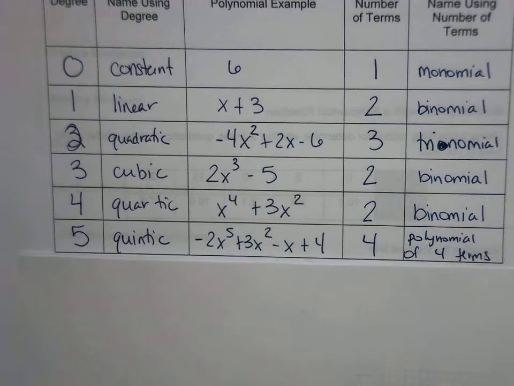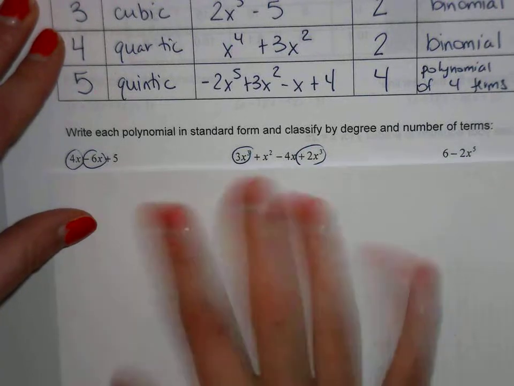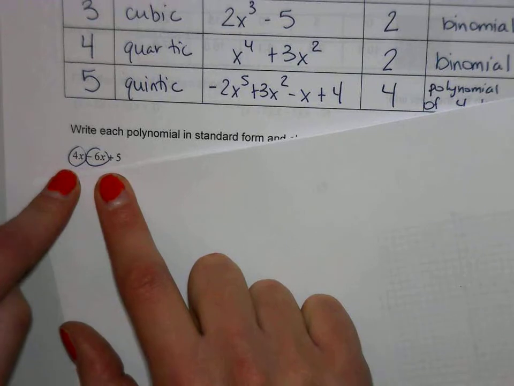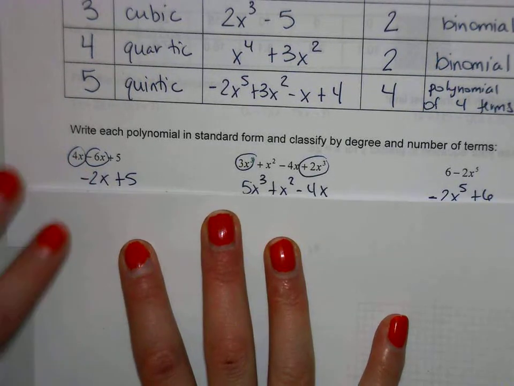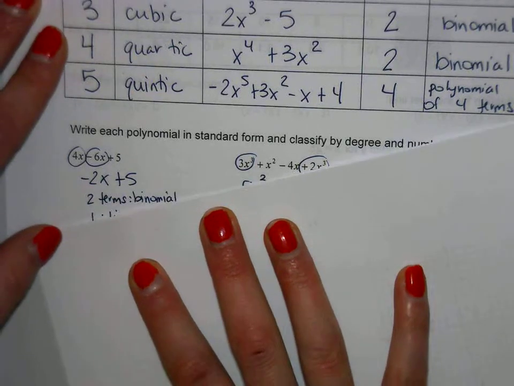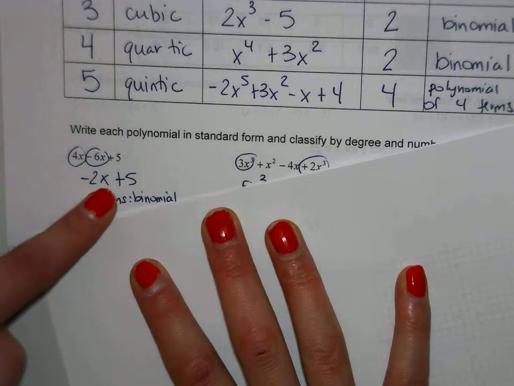So let's take a look at classifying. If we take a look at our first one, 4x minus 6x plus 5, we have like terms, which combine together to be negative 2x plus 5. So if we look at the number of terms, there are 2 terms, so it's called a binomial. And our highest degree is a 1, so it's a linear.